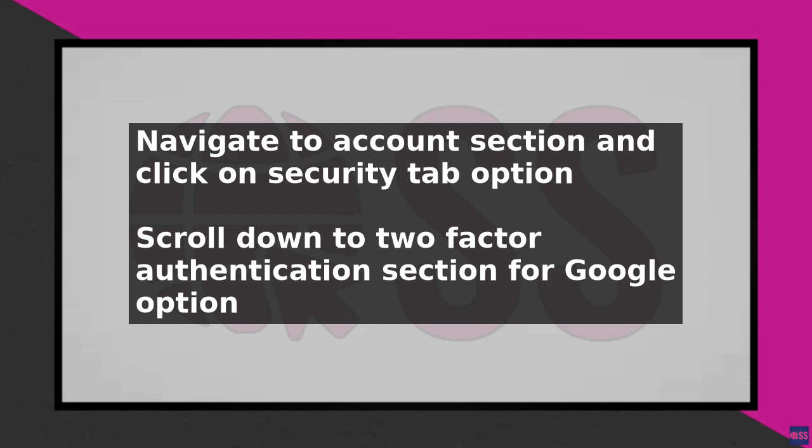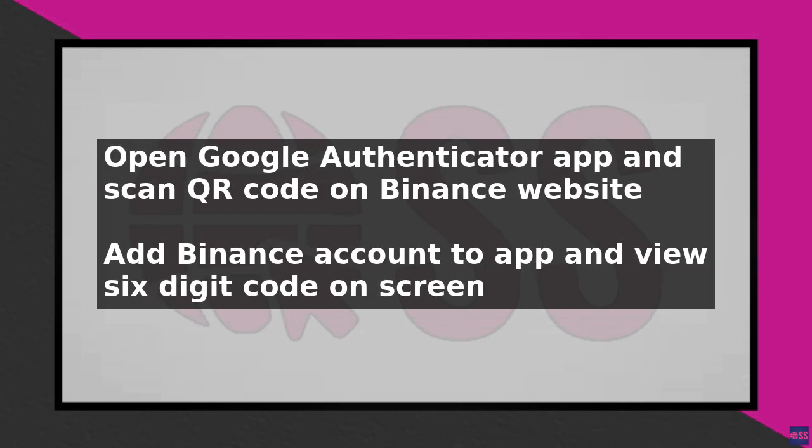Once you have added your Binance account to the Google Authenticator app, you will see a 6-digit code on the screen. This code changes every 30 seconds. To enable Google Authenticator on your Binance account, enter the 6-digit code on the Binance website and click on the Enable button. From now on, whenever you log in to your Binance account, you will be prompted to enter the 6-digit code from the Google Authenticator app.